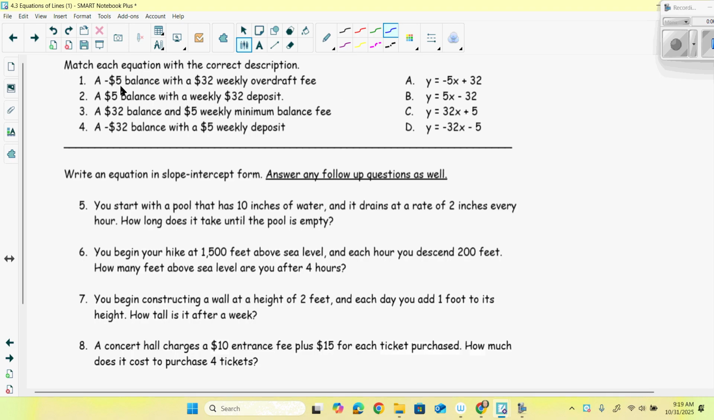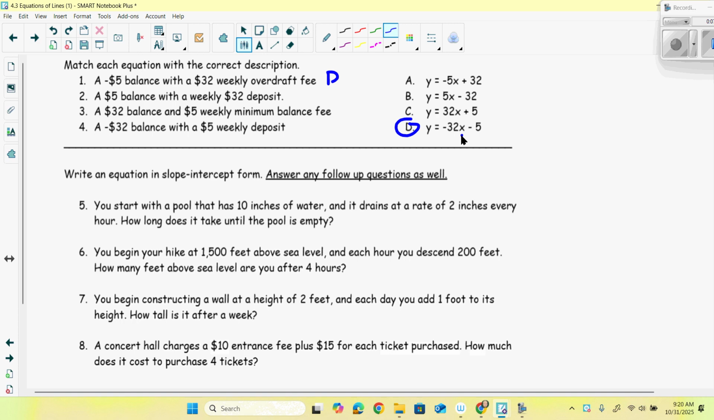Okay, so it says here, these are the balances. The balance of a bank account is going to be the starting value whenever you looked at it. And then this is the change in weeks. Every week you lose $32 because it's an overdraft fee. So anyway, when I look at my multiple choice answer here, I have a starting value of -5. This is the only one that has a -5 starting value. So this has to be our D. And this is a balance of -5.